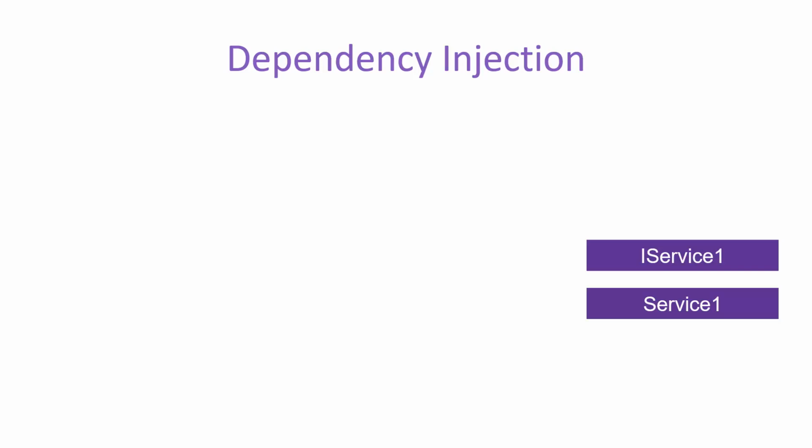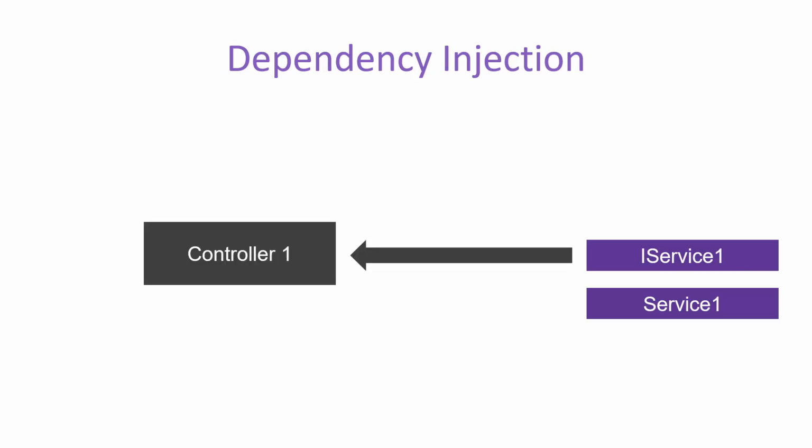Now inside my controller class, I will not work on this service. I will use only this interface to create the field and to store the object of this particular service. This controller does not know anything about this Service1. All it knows is the IService1 interface.